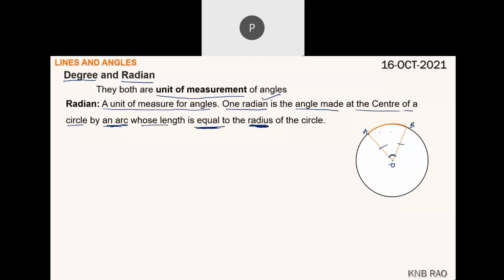Sir, how did you take the second, sir? Which one? Sir, OA. OA is a radius. After this, how did you take OB, sir? See, remember, OB I have taken after drawing an arc of length OA. OA length, that much arc I have drawn first here. It ends somewhere here, then I join that. Understood?